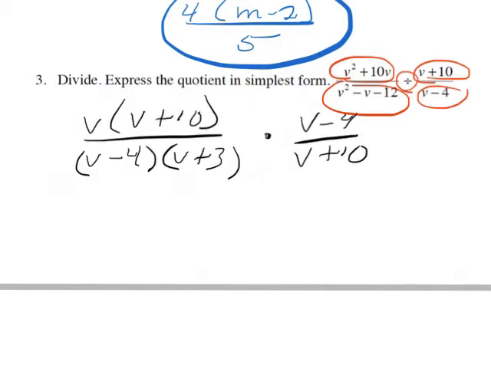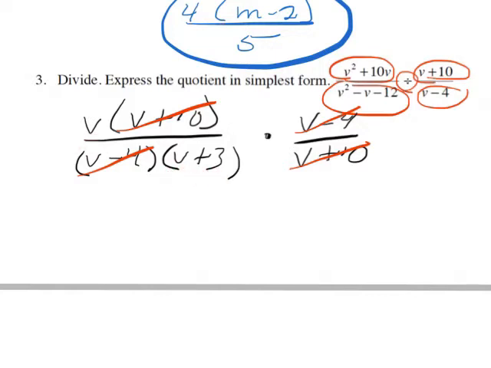Now, let's see, will anything divide out? I have a v plus 10 up here, v plus 10 down there, that divides out. I have a v minus 4 up here, v minus 4 down there, that divides out. So let's divide this stuff out. Chunk, chunk, chunk, chunk. Hey, very good. Is there anything else here? I have just a plain old v, and down here I have a v. Can I divide those out? No, you cannot. Why? Because this is a v plus 3, and this is just a v.